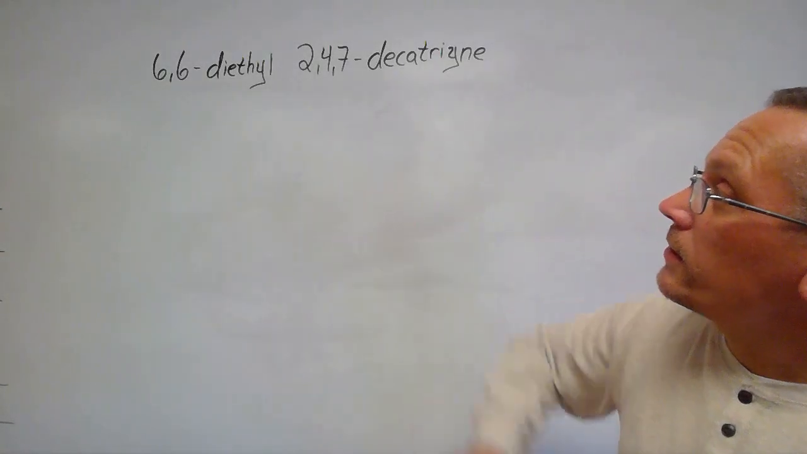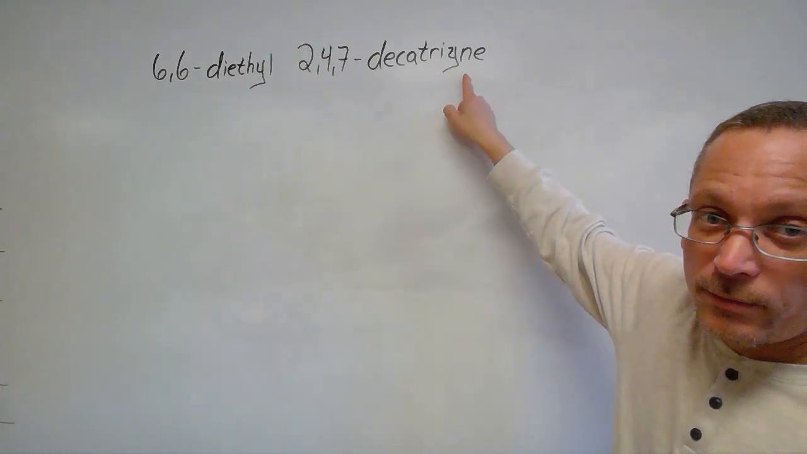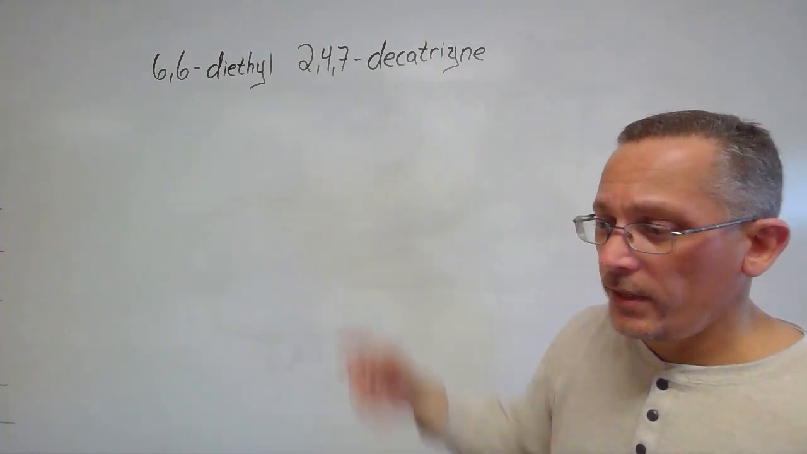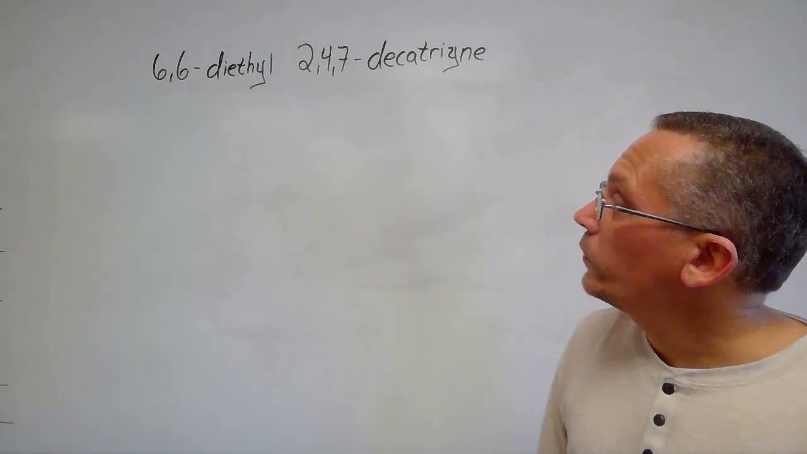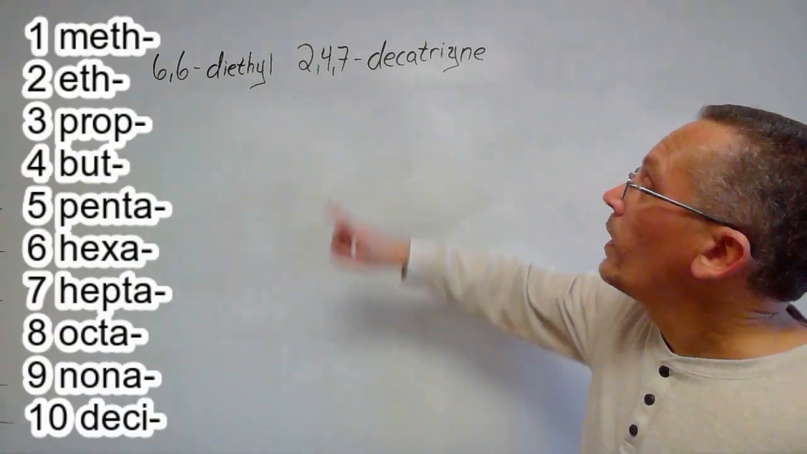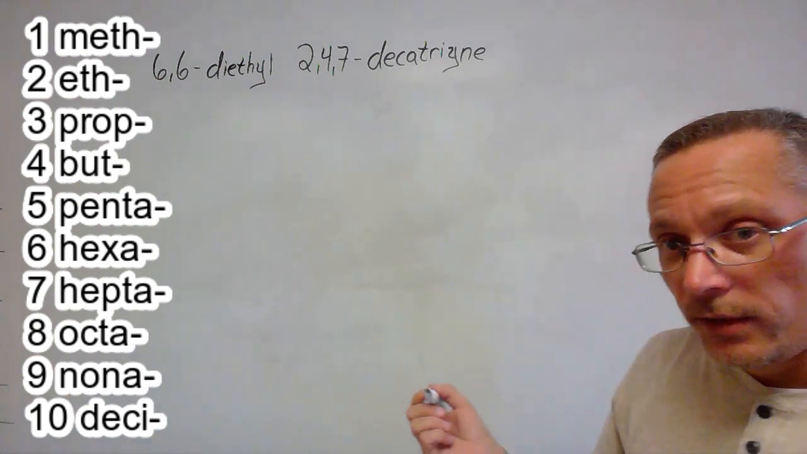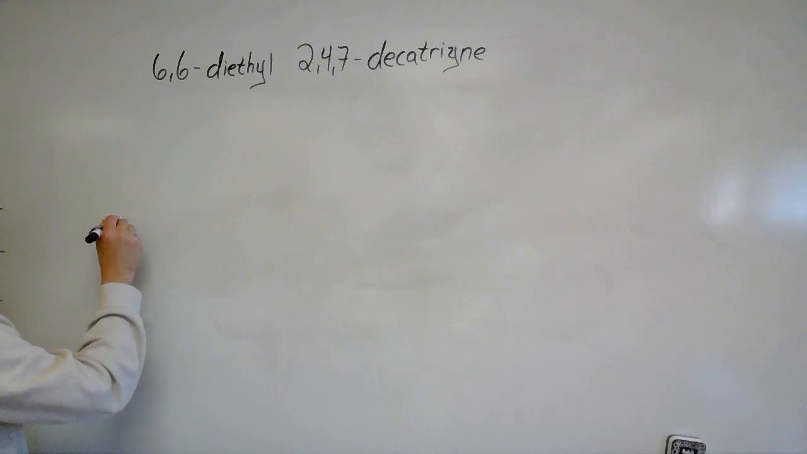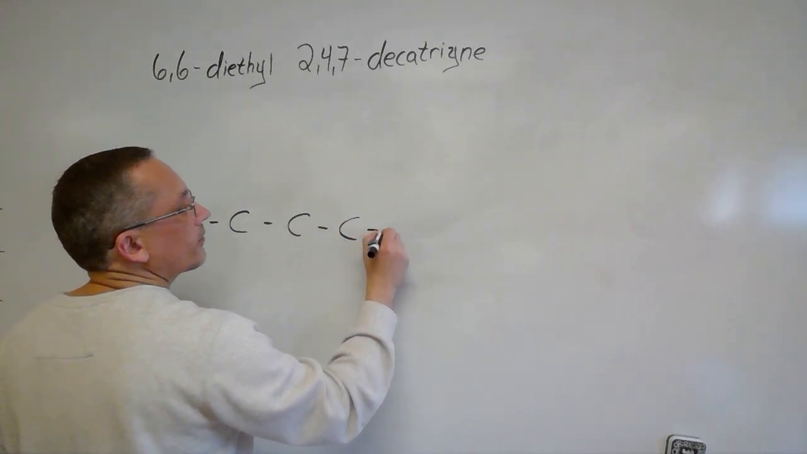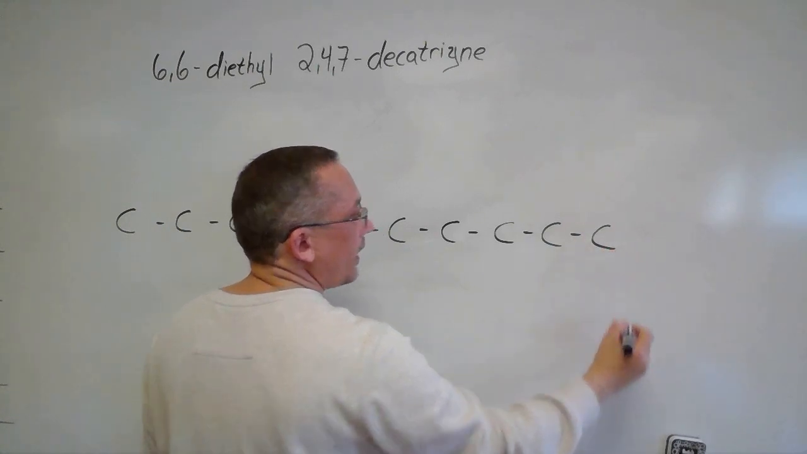Alright, let's have a look at 6,6-diethyl 2,4,7-decatriene. This time we've got an alkyne, we've got some triple bonds there. And you know, once you're used to the rules, it really doesn't matter how long or complex the name is. It's all the same. I mean, we could draw pretty much anything as complex as we can make it here. Let's start with the main chain. Deci means 10, so there are 10 carbon atoms in this main chain. Let's start with that. 1, 2, 3, 4, 5, 6, 7, 8, 9, 10.